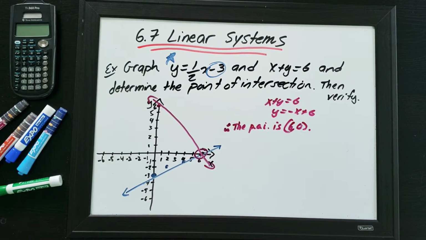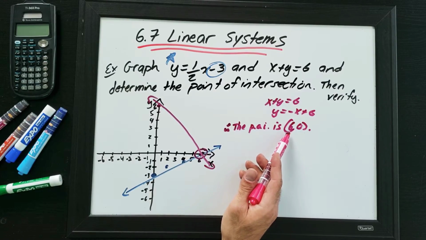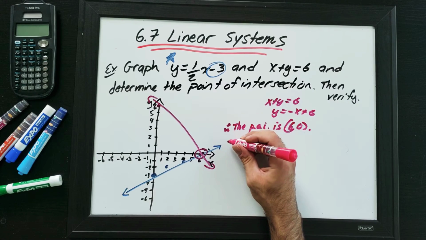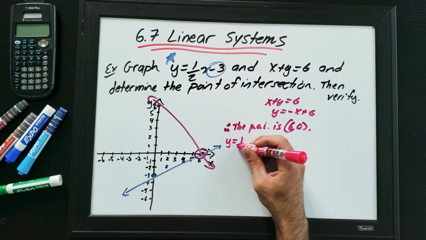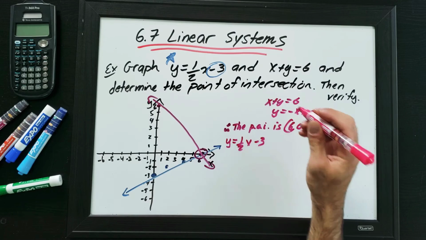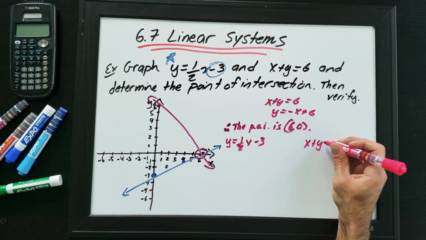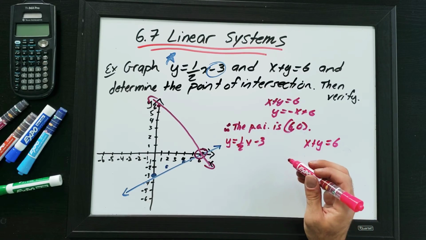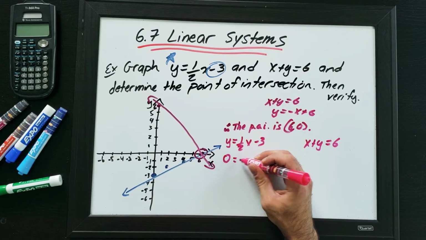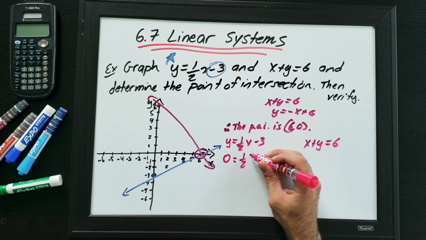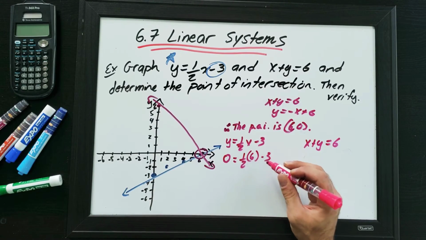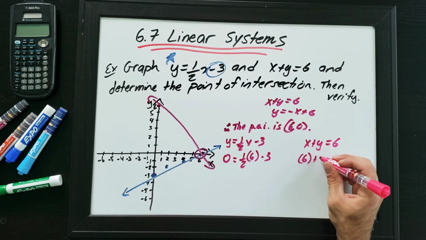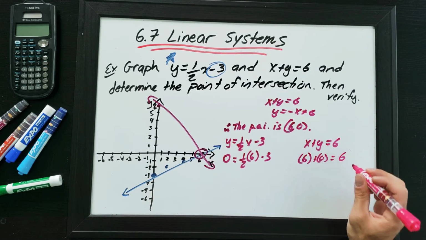Now let's talk about the verification. I want to verify that this is actually true for these two lines. So this is what you do. You write the equation down. Y equals 1 over 2 x minus 3. I'm going to write this one down too. I'm going to plug this x and y into both equations. So the y is 0, 1 over 2 times 6 minus 3. All I'm doing is plugging in x and y into both of these. This is a 6, this is a 0, and this is a 6.